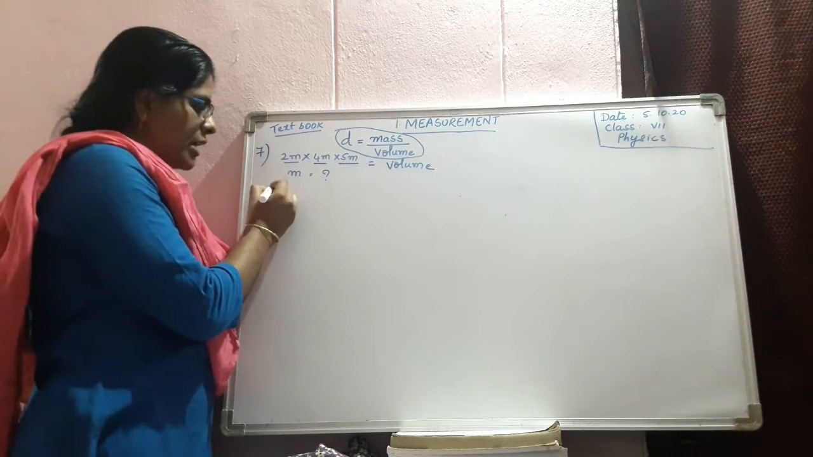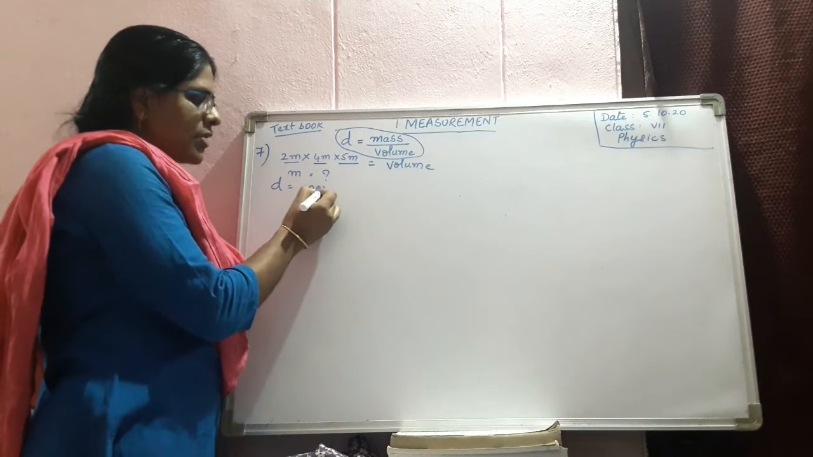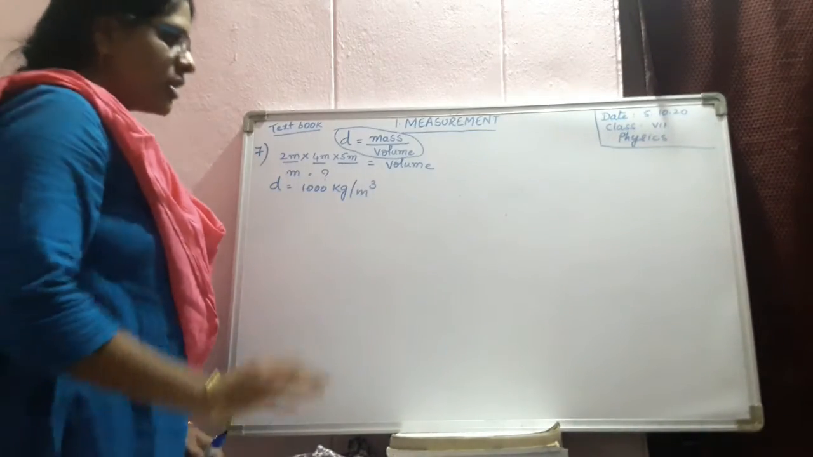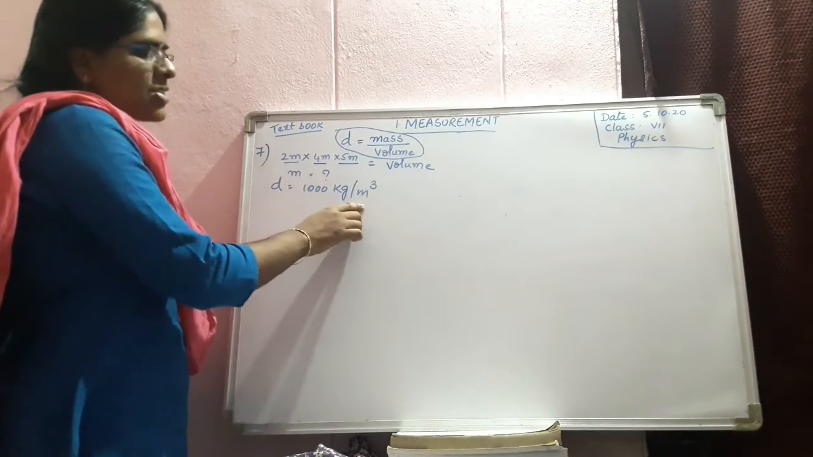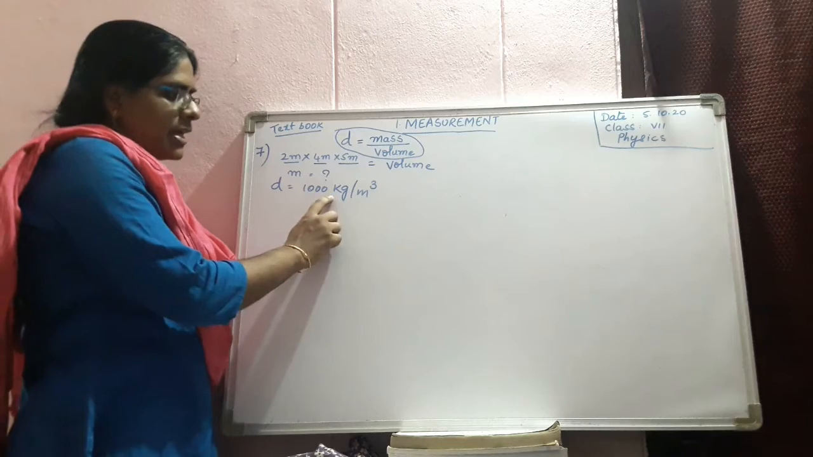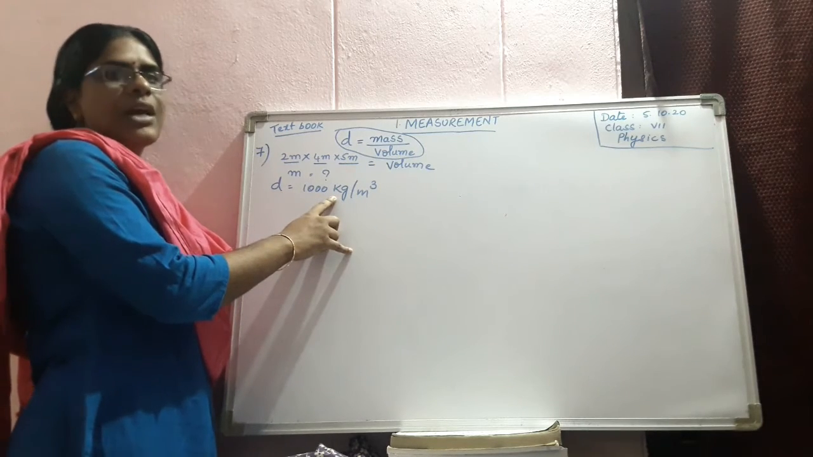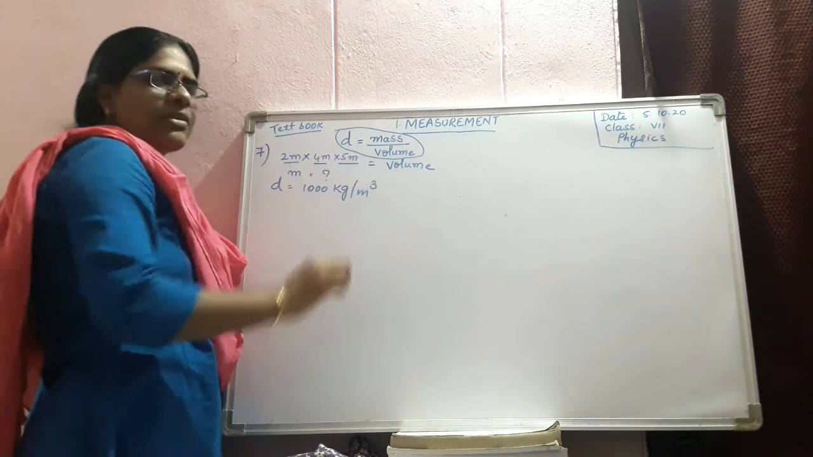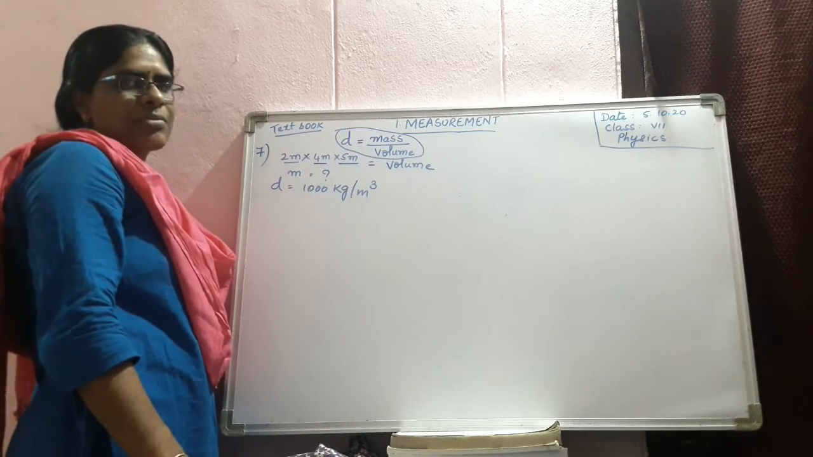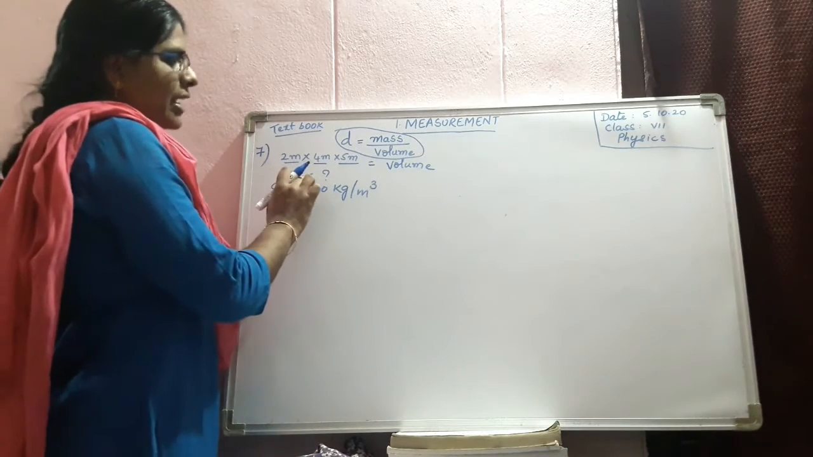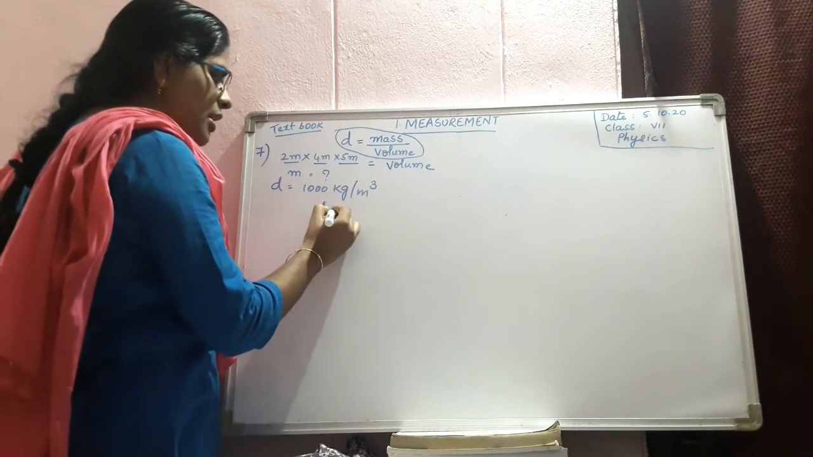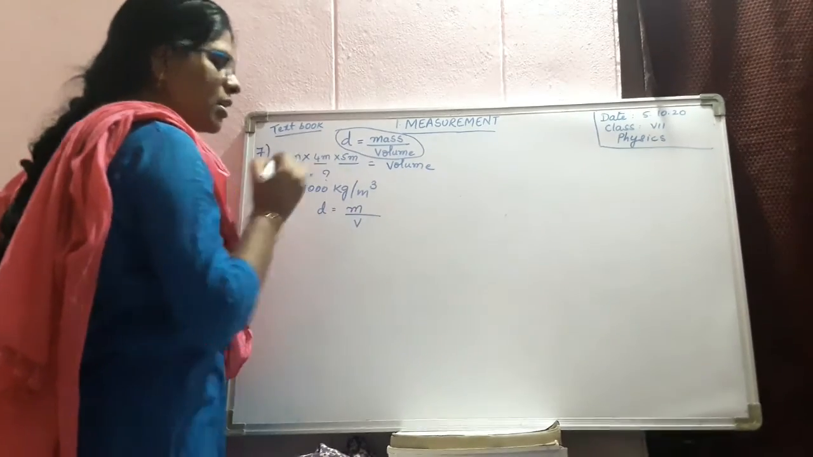Density of water is given as 1000 kg per meter cube. In the last class I told you, children, all the physical quantities must be in the same system. Kg refers to the MKS system. Here meter, meter, meter, which is also the MKS system. Now we need to find mass. Substitute in this formula. Density equals mass by volume.